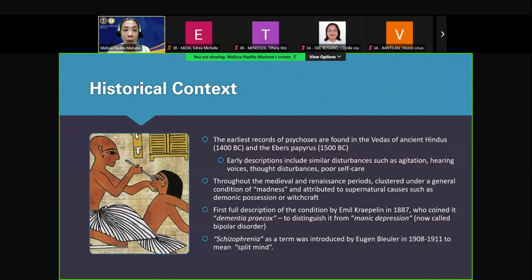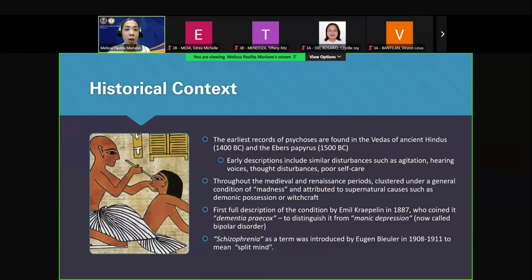And later on, we'll see that these continue to be present currently among people with schizophrenia. And throughout Western Europe, throughout the medieval and Renaissance periods, these symptoms were actually just clustered under a general condition of madness, and attributed to supernatural causes like demonic possession, the devil, or witchcraft. But clinically, scientifically, as we know science to be now, the full description was first presented by Kraepelin in 1887.